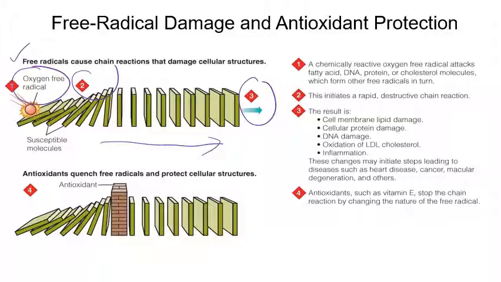So let's look at this other one. Antioxidants quench free radicals and protect cellular structure. So here's the antioxidants. Antioxidants such as vitamin E stop the chain reaction by changing the nature of the free radical.